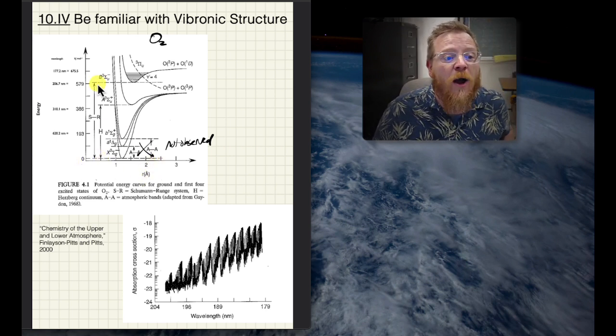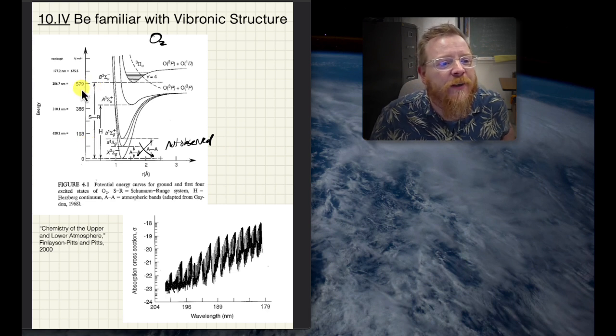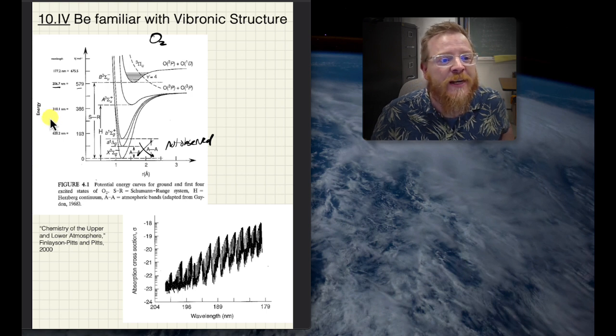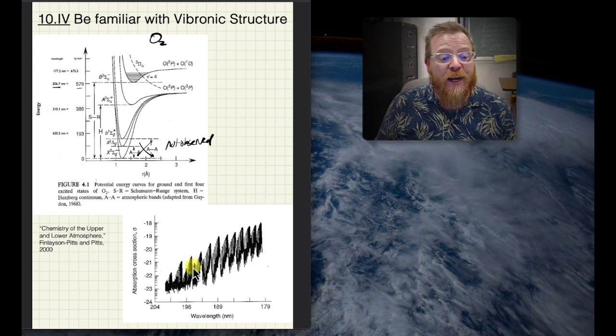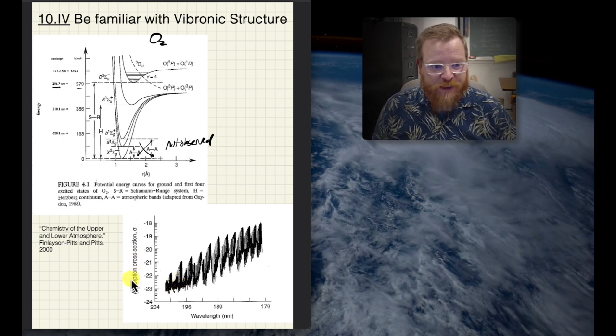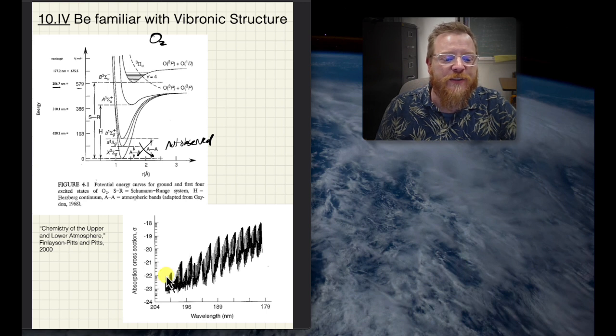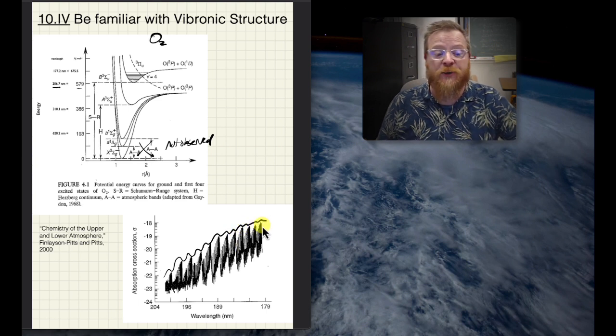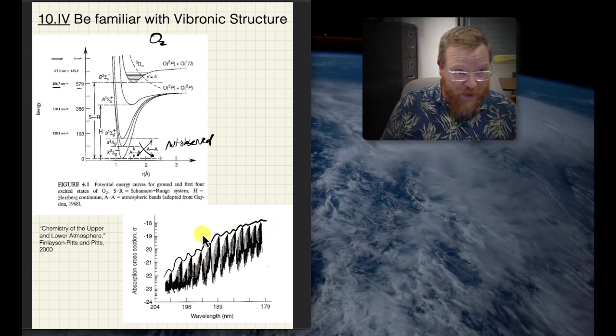So I want to focus in particularly on the Schumann-Runge band here. I've converted these energies, so this is 579 kilojoules per mole. We can convert that over to what that would be in terms of a photon, and that would be equivalent to 206.7 nanometers. And here we have the oxygen absorption spectra given by its cross-section on the y-axis. And you notice here we have all of these features. Well, these are all related to the vibrational energy levels, those individual peaks.